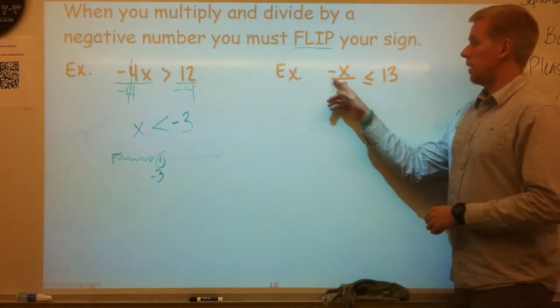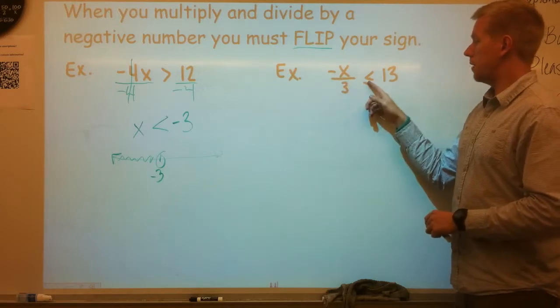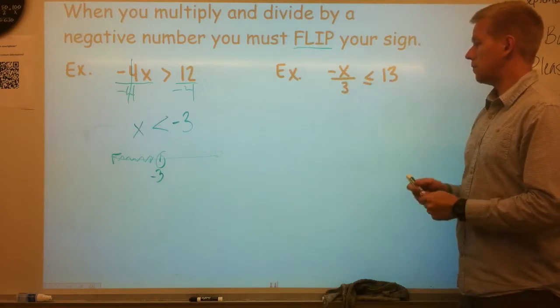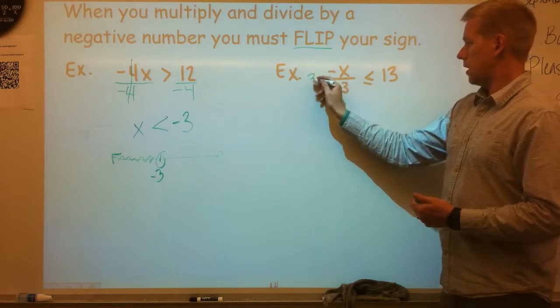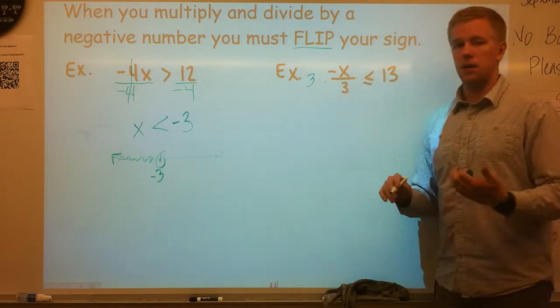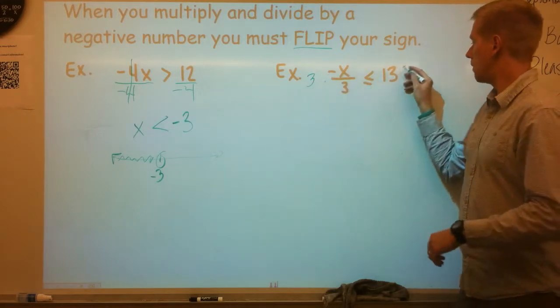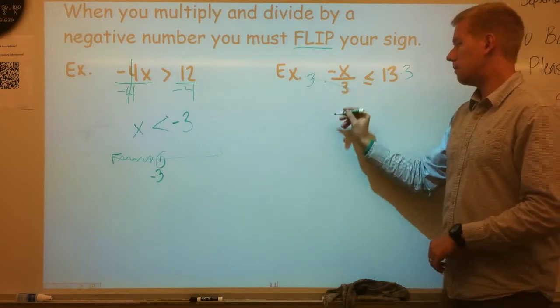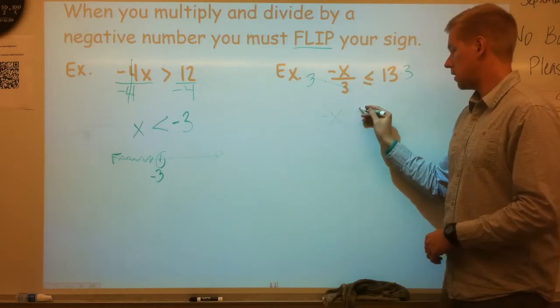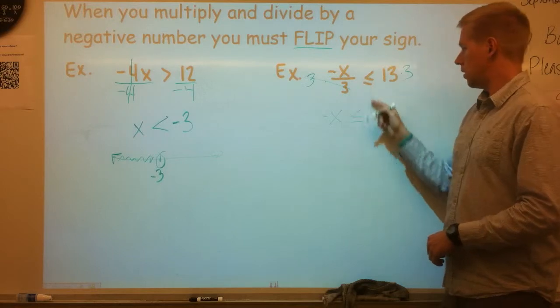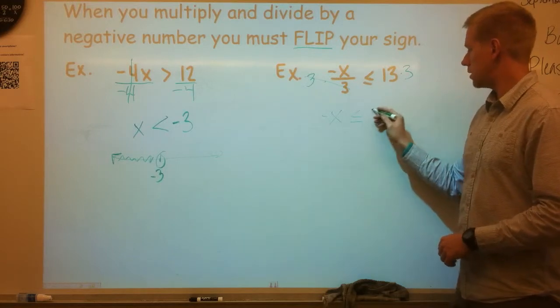With this example, if I have negative x divided by 3 less than or equal to 13, I would multiply by 3 because I have 3 in the denominator. It's being divided. I do the opposite by multiplying. Multiply by 3 to cancel out my denominator, bring down the negative x. Less than or equal to, because that was my sign, 3 times 13 is 39.